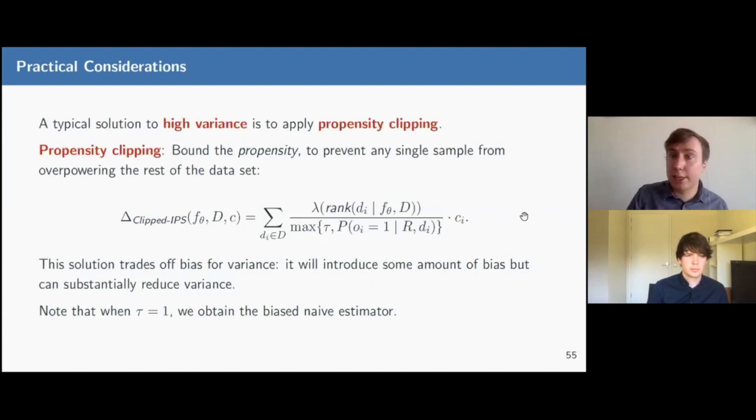Conversely, if you set tau to 0, you just get your regular IPS estimator back. So you can change this value anywhere in between to range from the fully biased naive estimator to the fully unbiased IPS estimator, or any point in between. And this is practically fairly useful.